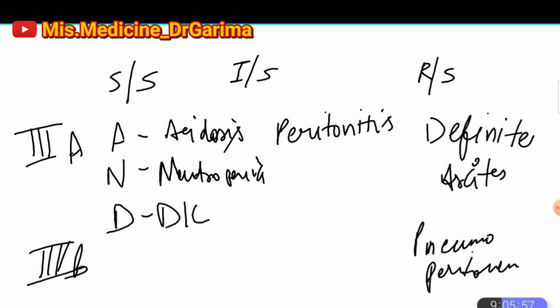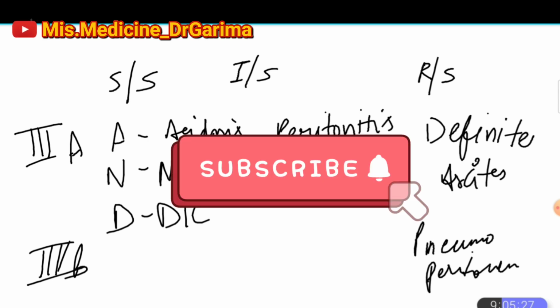2B has BAT plus MAT, metabolic acidosis and thrombocytopenia, plus definite abdominal tenderness plus portal vein gas, with or without ascites. 3A has BAT and MAT symptoms, plus acidosis, neutropenia and DIC. They have peritonitis and definite ascites, so ascites should be present in 3A. And 3B has the same symptoms, BAT, MAT, and they have peritonitis and the radiological sign is pneumoperitoneum.